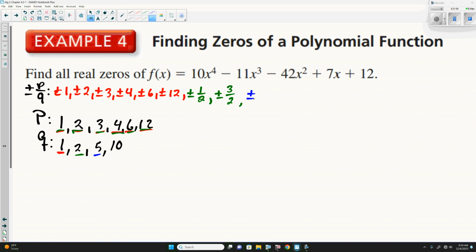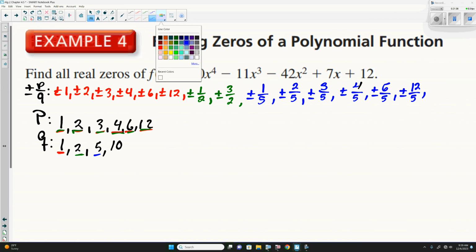So we'll have plus or minus, well, we would have 1/5, plus or minus 2/5, plus or minus 3/5, plus or minus 4/5, plus or minus 6/5, and plus or minus 12/5. Because we're just dividing each of the factors of p by our 5 and the factors of q. Let's go with purple. And our last one is 10.